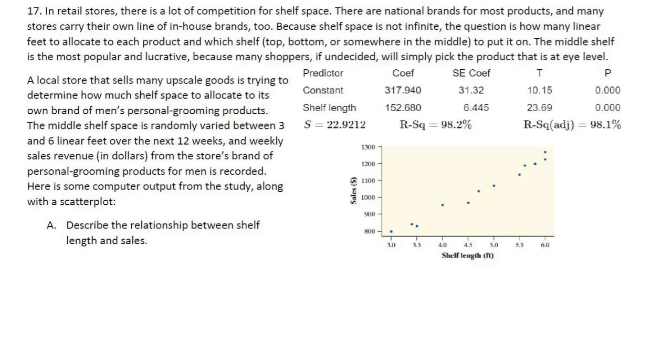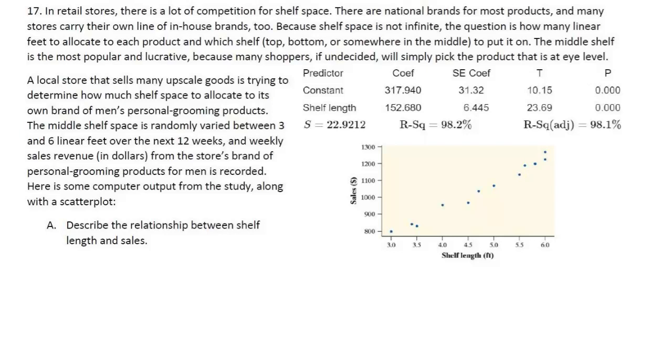17. In retail stores, there's a lot of competition for shelf space. There are national brands for most products, and many stores carry their own line of in-house brands too. Because shelf space is not infinite, the question is how many linear feet to allocate to each product and which shelf, top, bottom, or somewhere in the middle, to put it on. The middle shelf is the most popular and lucrative because many shoppers, if undecided, will simply pick the product that is at eye level. A local store that sells many upscale goods is trying to determine how much shelf space to allocate to its own brand of men's personal grooming products.